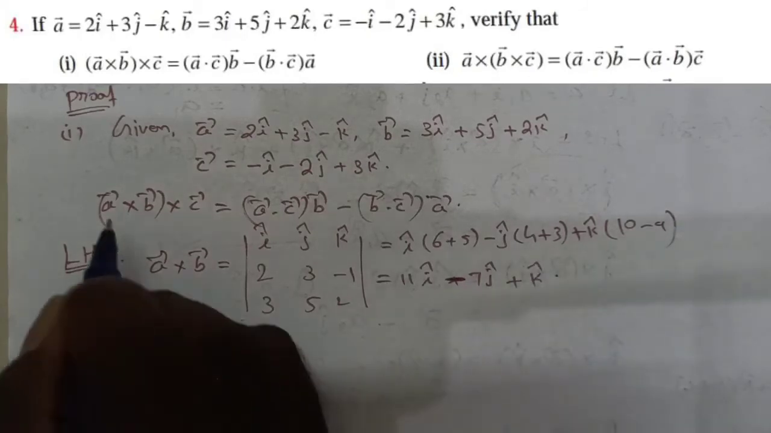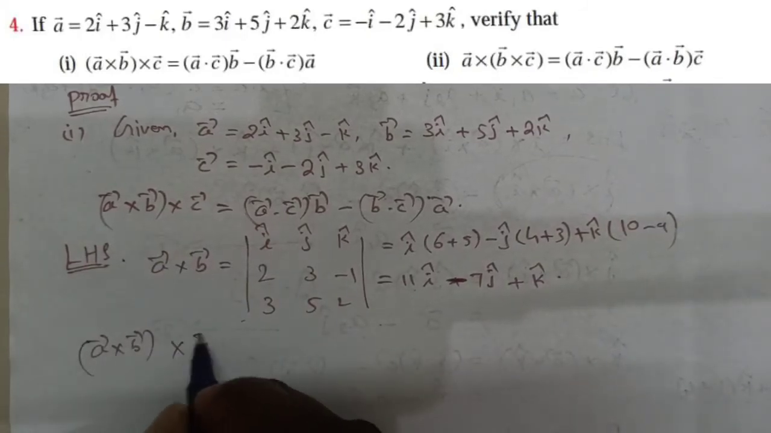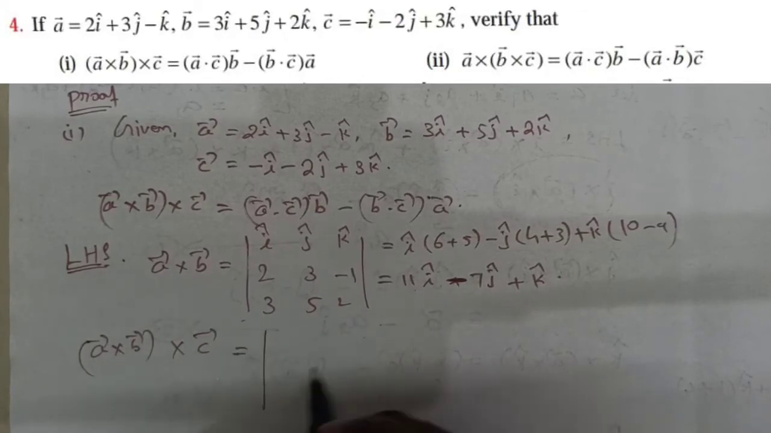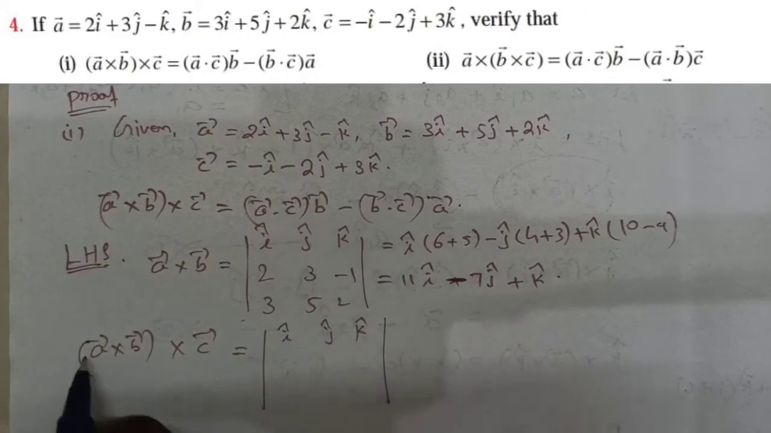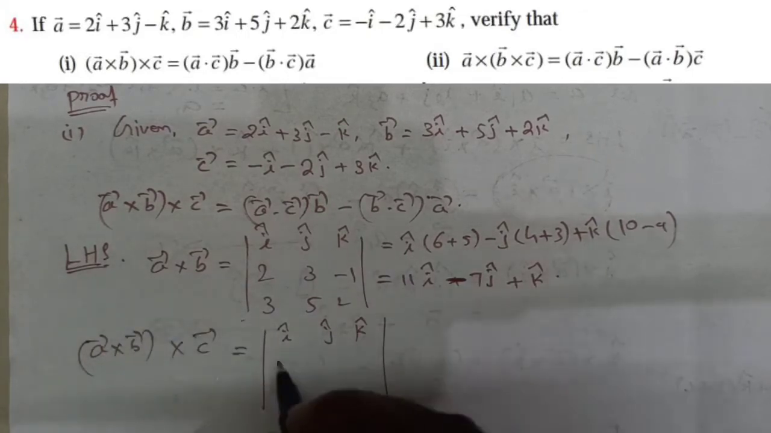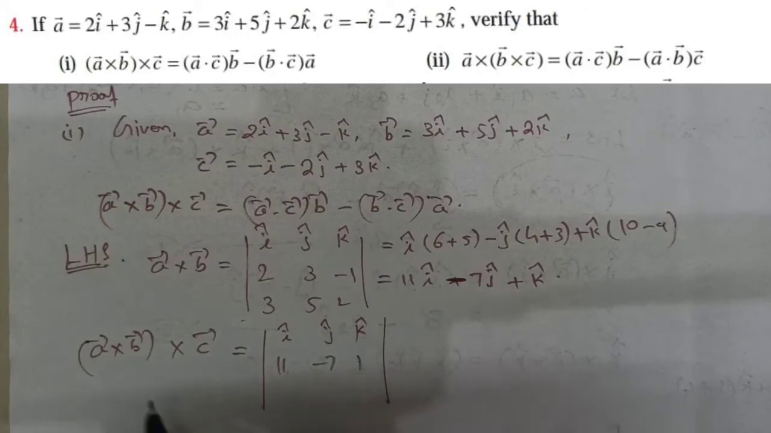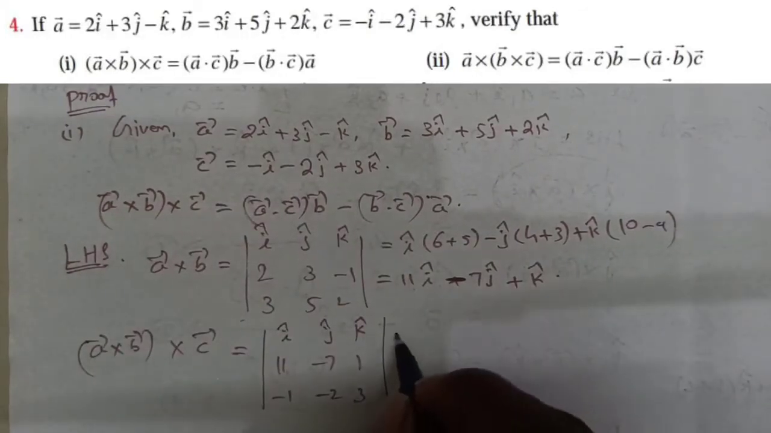So next we have to find a vector cross b vector cross c vector. Okay, so here the determinant of the first row i cap, j cap, k cap, and the second row the entries of a cross b, that is 11, minus 7, 1, and the c vector entries, that is minus 1, minus 2, 3, the expansion.